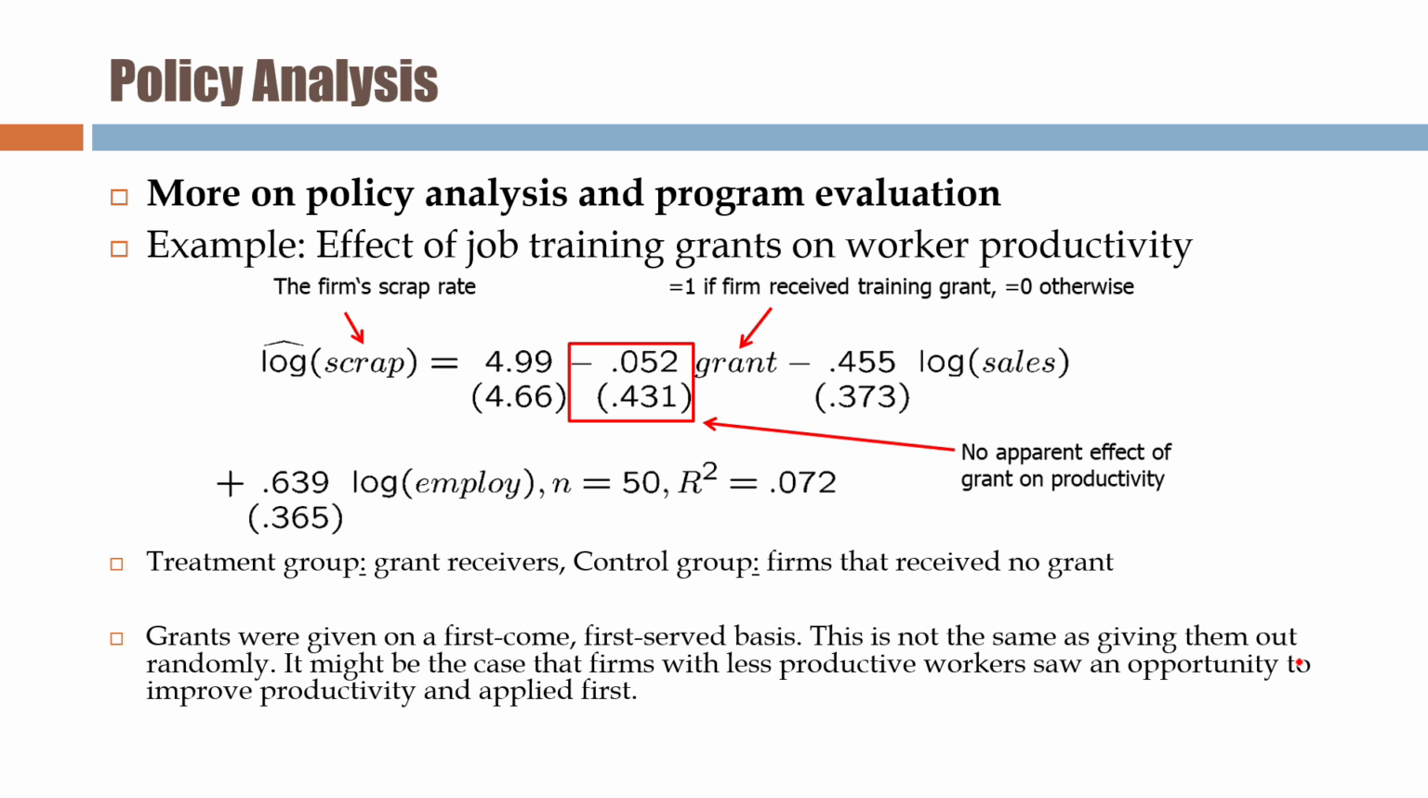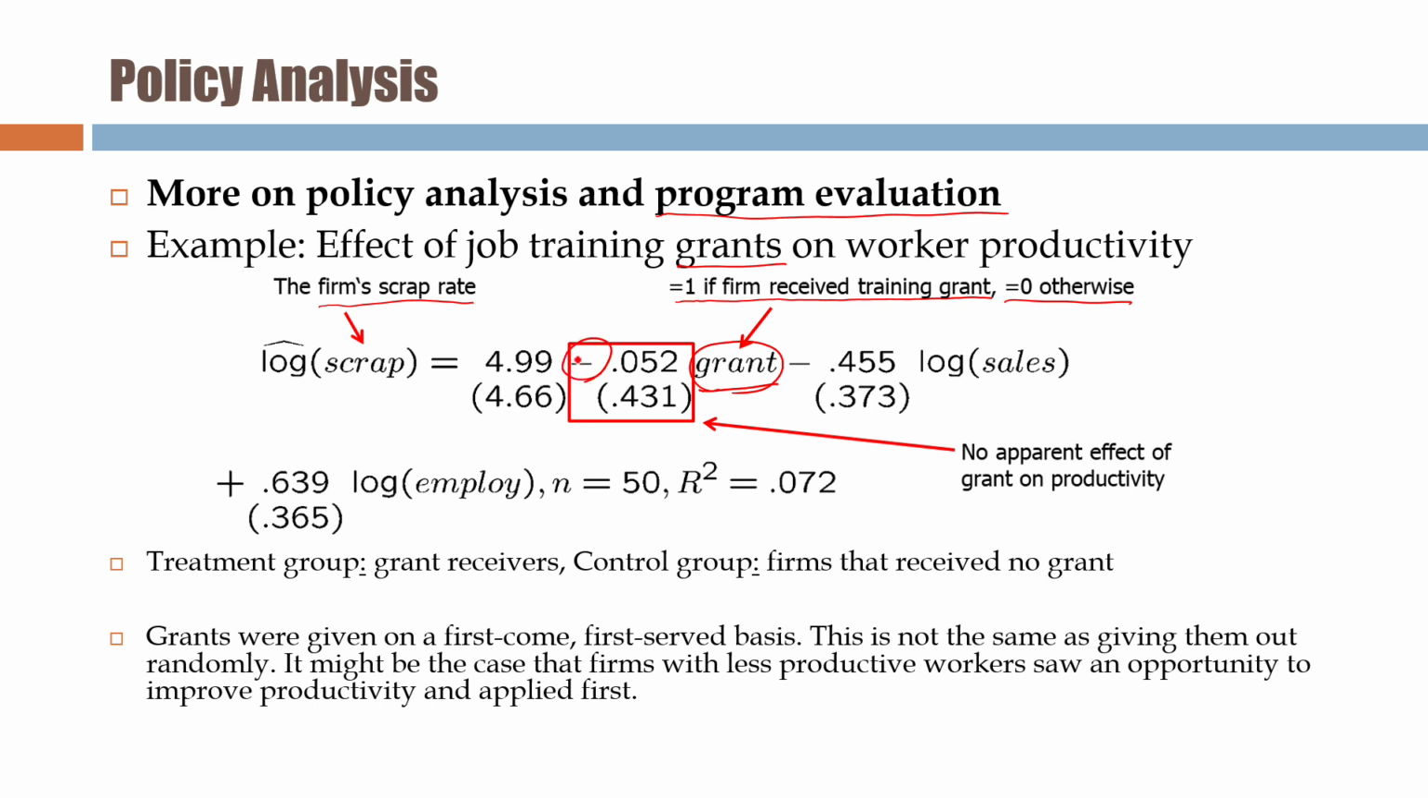Policy analysis is the same as program evaluation. When we do something, I want to know what the effect is. So this is like a job training grant again. This is a firm's scrap rate, and this is the job training grant. This is again the binary variable. It's 1 if the firm received the training grant, and 0 otherwise. So we want to find out what is the effect of this grant on the firm's scrap rate. If the firm gets a training grant, they do the training and then they reduce the scrap or not. So we can find this negative number.